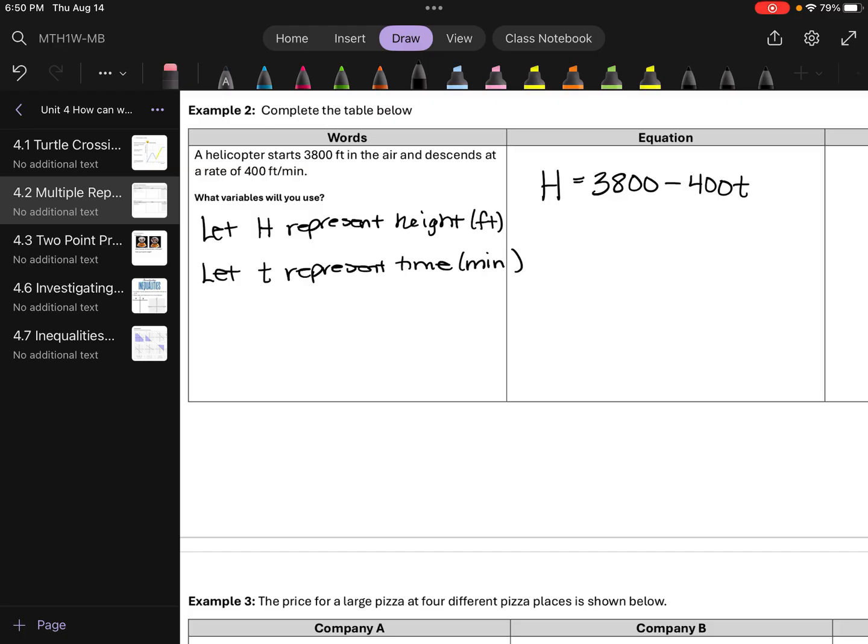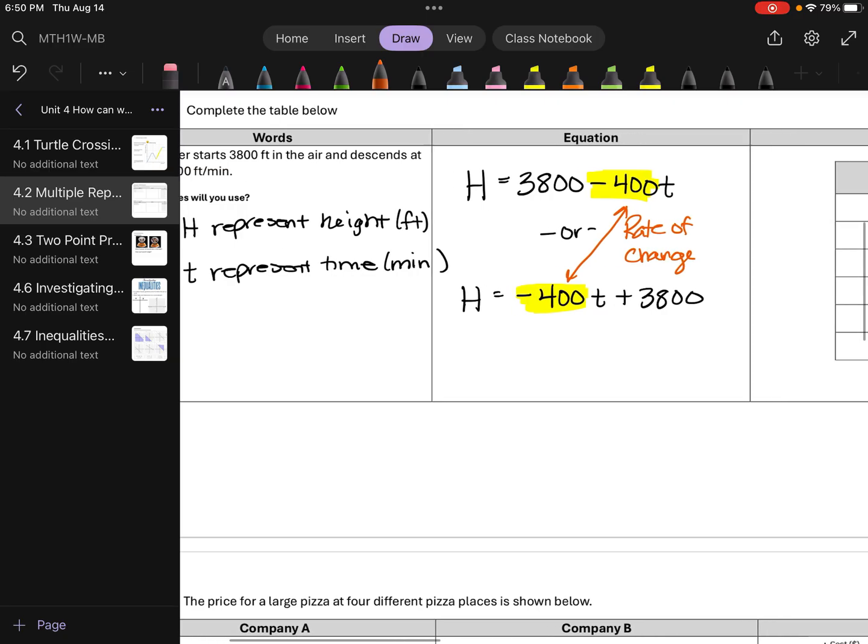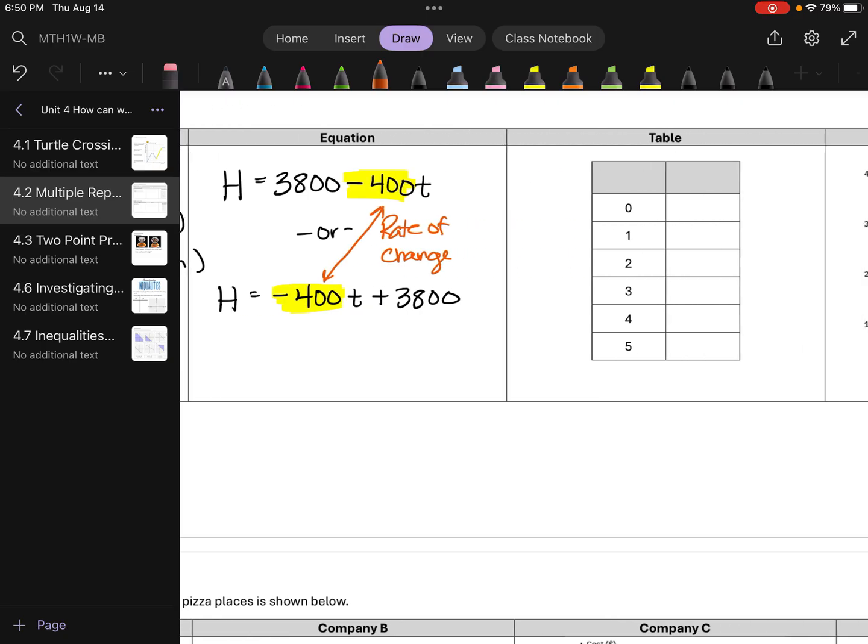So then that's time. Or some people might have written it like this, and it doesn't matter which way you have this written. It just depends on what you would prefer to see. But you need to make sure that your rate of change is with the variable. Okay. If you have not already done so, I want you to take a moment and pause the video and complete the table of values.